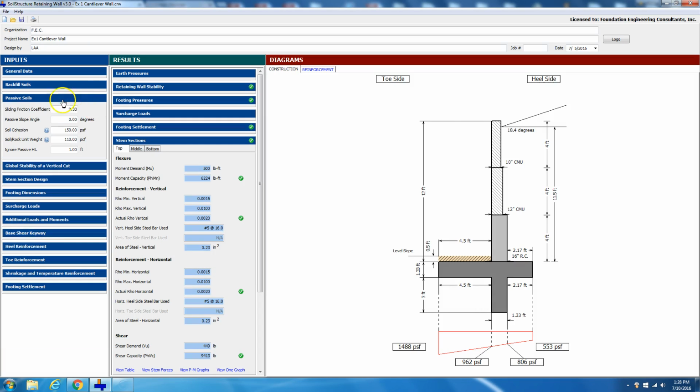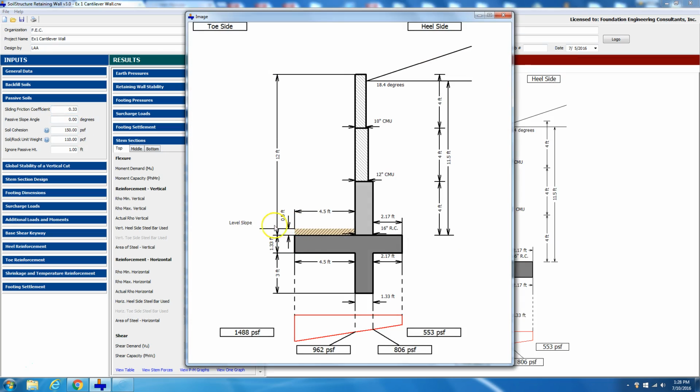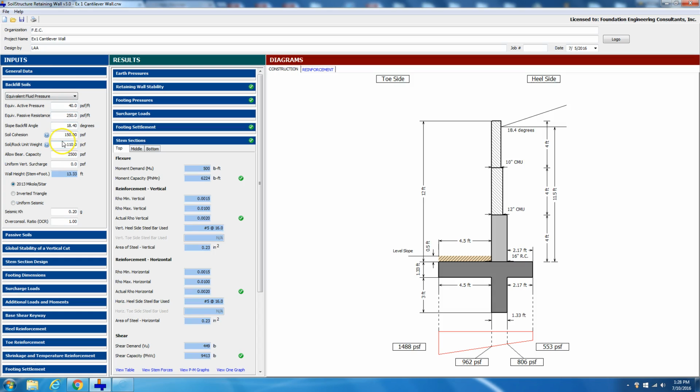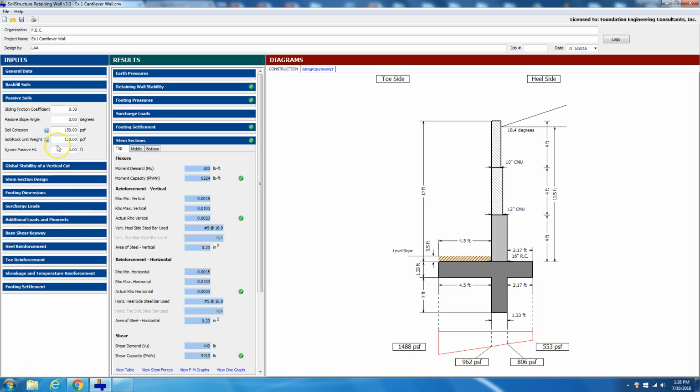Okay, so next we go into passive soils. The sliding friction coefficient happened to be 0.33. Passive slope angle is level, so that means the slope in front of the toe is level. Soil cohesion from the soils report is 150 in this example, PSF. It doesn't, by the way, have to be the same as the backfill. So you could have a different soil in the backfill where cohesion may be 300, and you go down to passive soil and you may get 150.